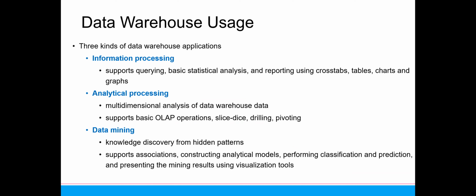So the data warehouse uses three kinds of data warehouse application. First is about the information processing. The information processing means you can support query. You can provide the basic statistical analysis. You can do reporting by using cross-tab tables, charts, and graphs.